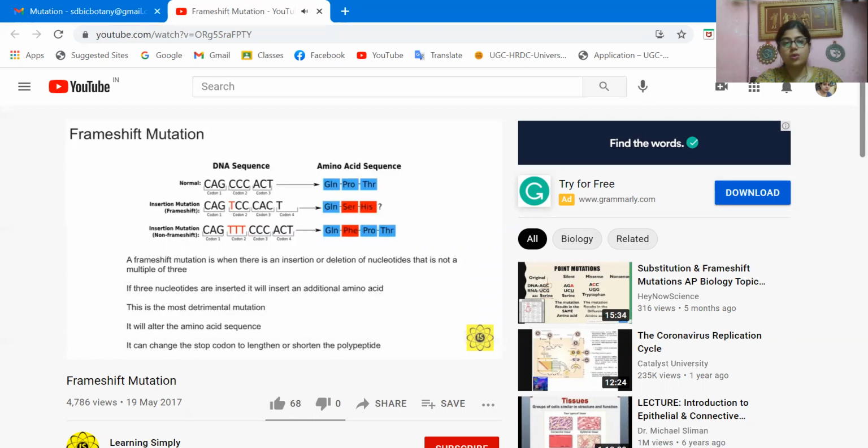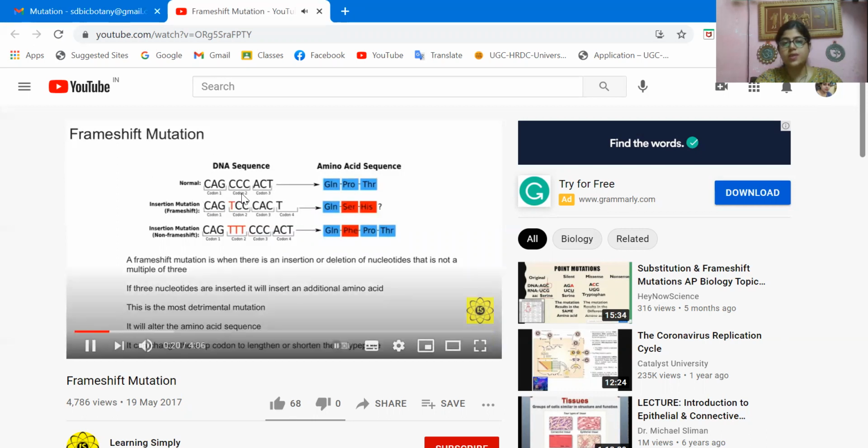Here you can see that the normal DNA sequence is CAG, CCC, ACT, and the amino acid sequence is glycine, proline, threonine. In the insertion mutation, a T, thymine, insertion is there. So the frame will be shifted like this. The first codon will be CAG, and then codon 2 will not be CCC like in the normal case. It will become TCCC, that is, T has been inserted here, and the next frame will be CAC, not ACT, thus in codon 3.